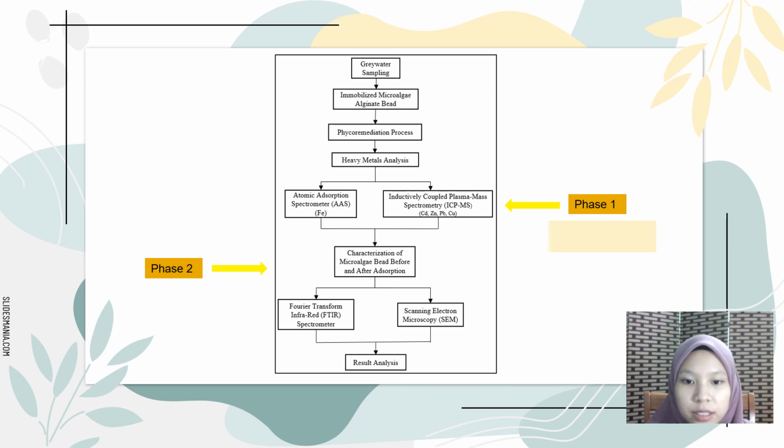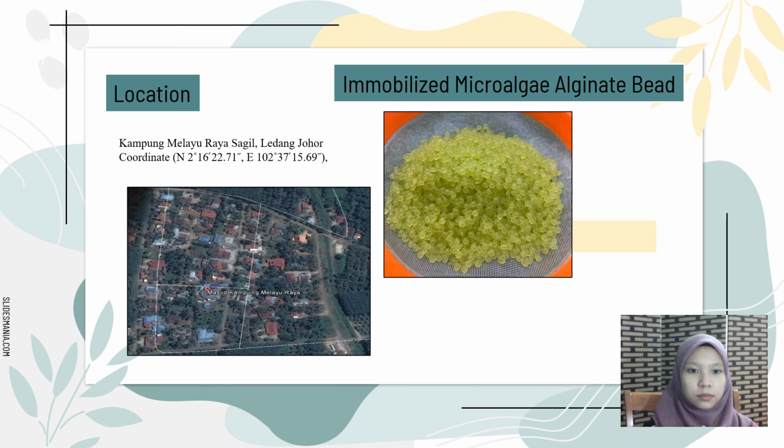So next is characterization of microalgae beads before and after adsorption. Use two equipment, Fourier transform infrared FTIR spectrometer and scanning electron microscopy SEM. So the last is result analysis for both parts, which is concentration of heavy metal and characterization of the microalgae beads before and after adsorption. The location for the greywater sample is at Kampung Melayu Raya Sagil, Ledang, Johor, with coordinates given. And there is the example for the immobilized microalgae alginate beads of Botryococcus.